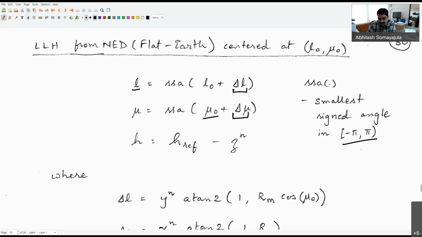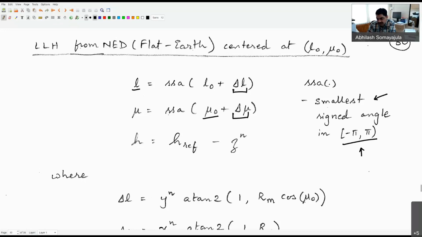Is that making sense? Is this small sine angle thing making sense?